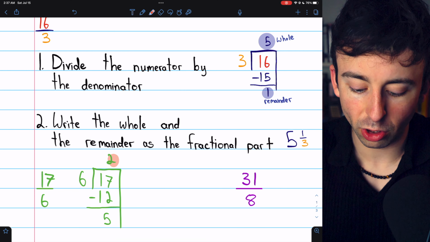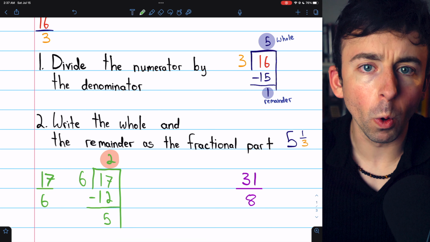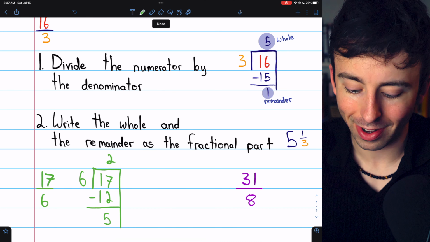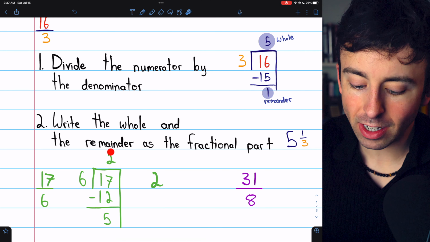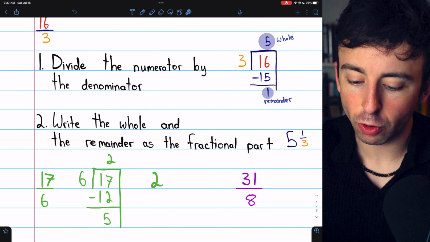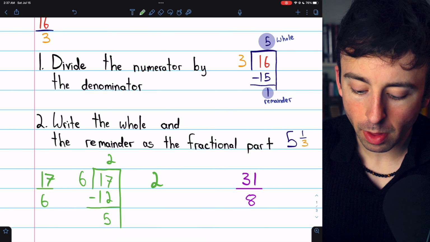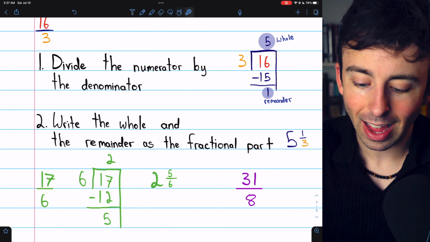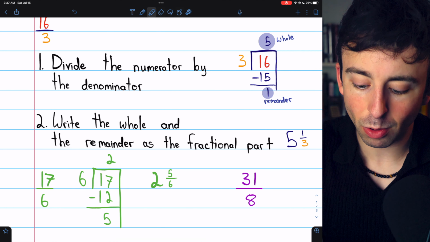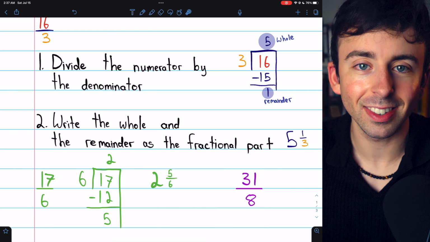The whole is 2. That was how many whole copies of 6 went into 17, so we'll write that, 2. And then the remainder we write as the fractional part. So the remainder was 5, which still needs to get divided by the 6. And so that is 17 over 6 as a mixed number, 2 and 5/6.